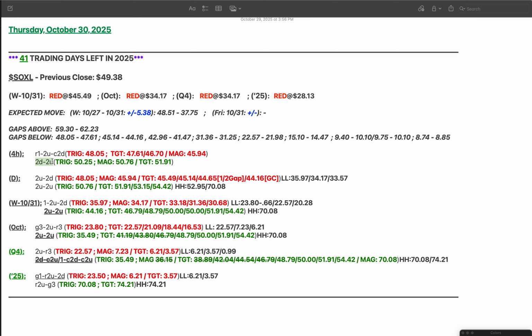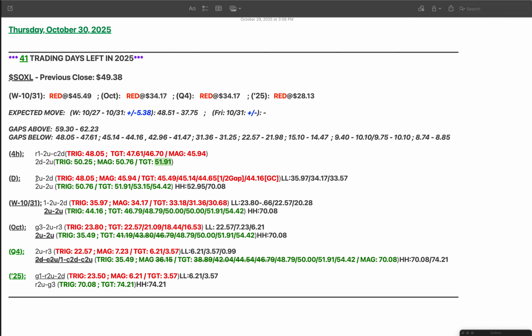Now to the upside, that would give us a 2 down, 2 up. Again, not a lot of magnitude, triggering at 50.25 with a full magnitude of 50.76. So I went ahead and put the extended target of 51.91 on there as well. That's the 138.2 fib extension of the bull flag from April.